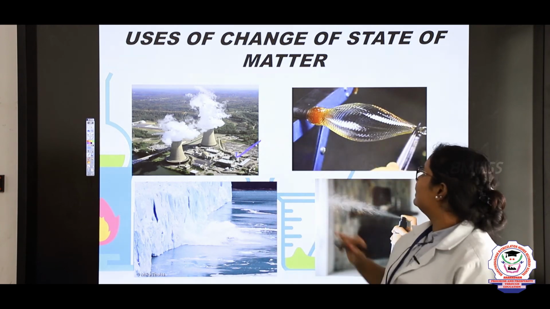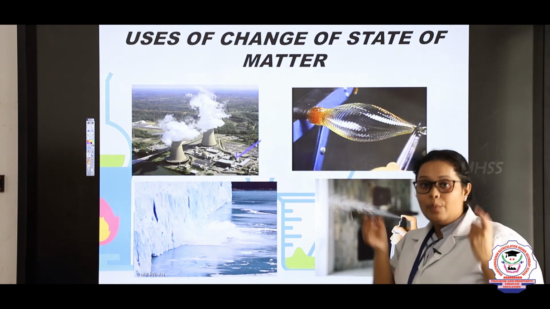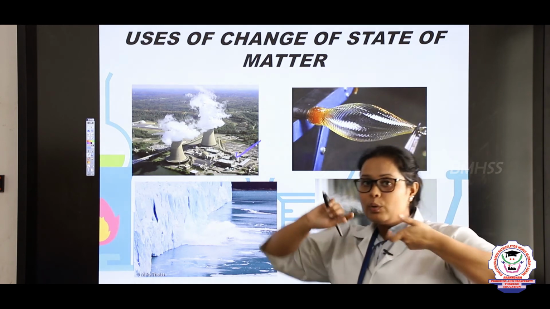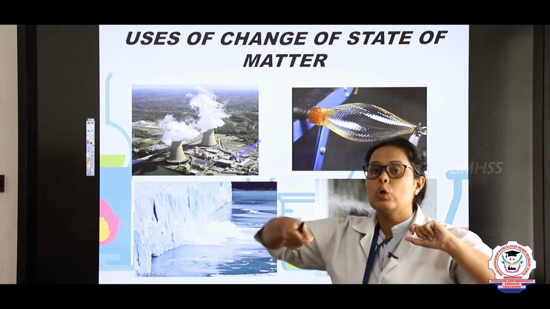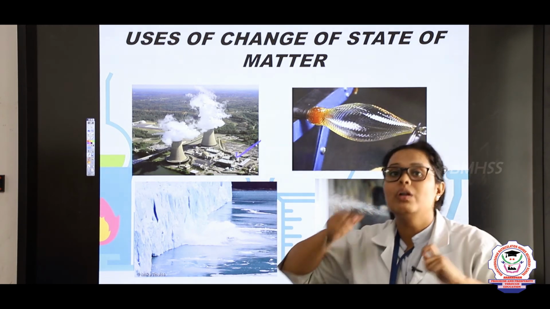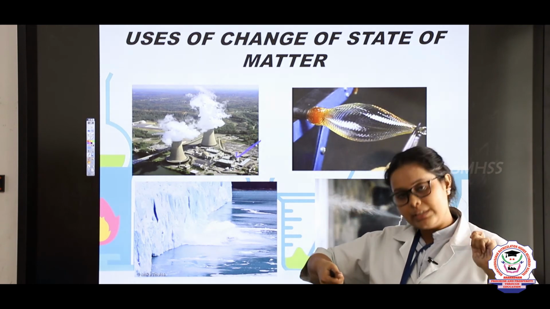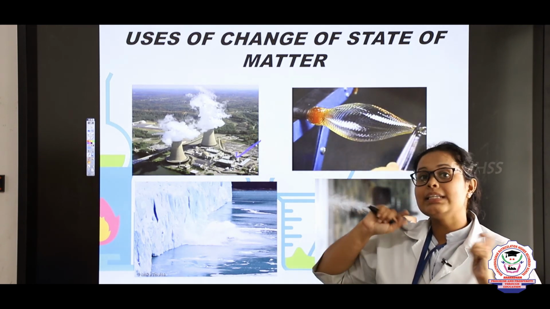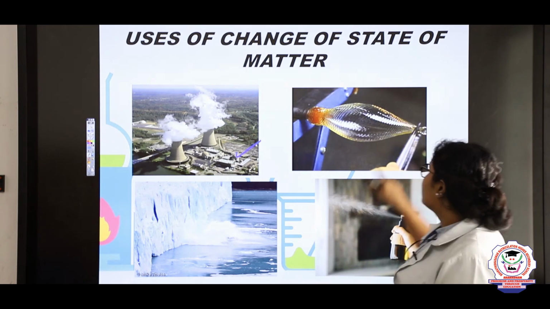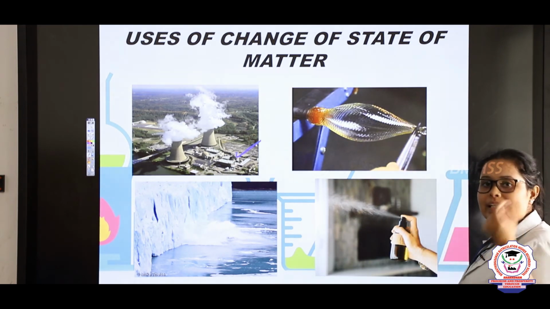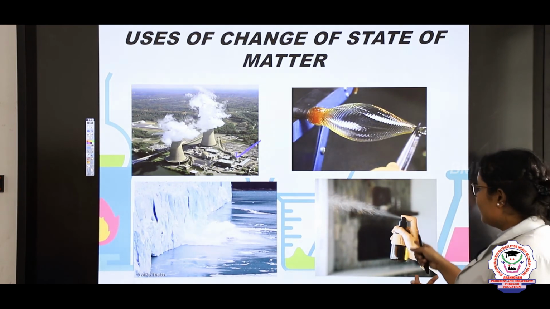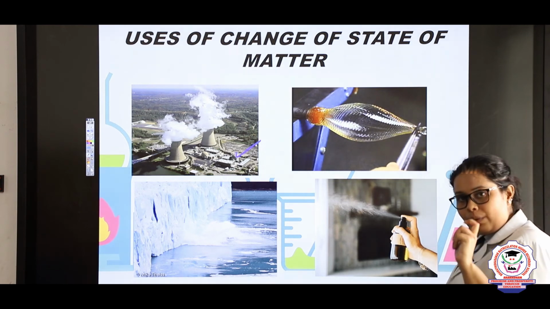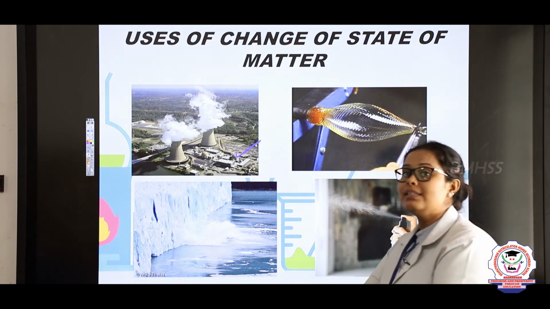Next, here you can see that this is a glass, okay. When you are heating a glass, at that time you can shape it. That shaping is called molding. When you are changing the shape, the change is entirely getting converted, right. So, this is also a perfect example for change of state. Here, the spray is in liquid form, but when we are putting it out, it comes out as gas.